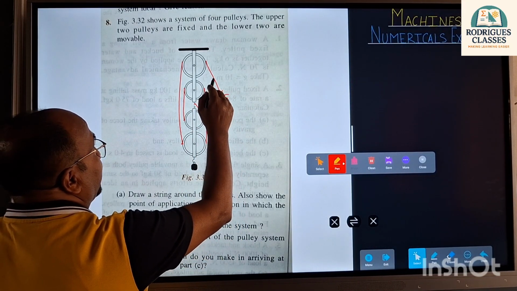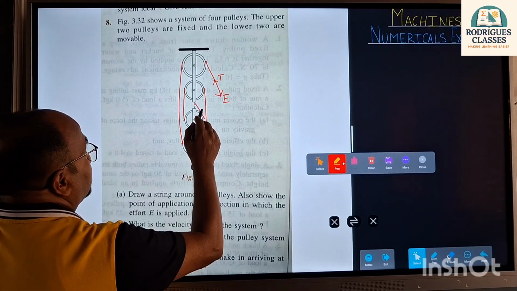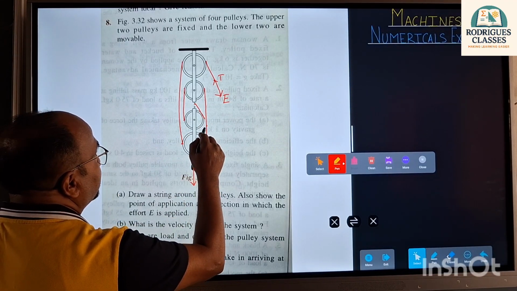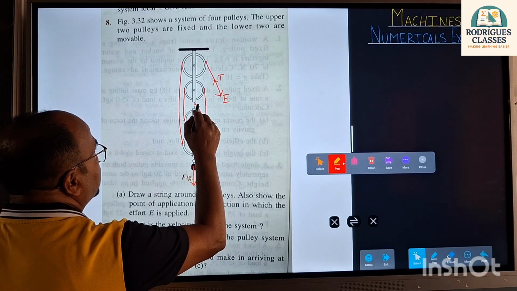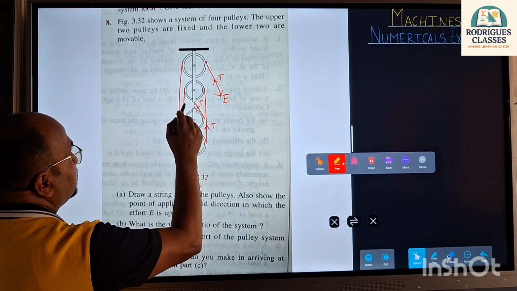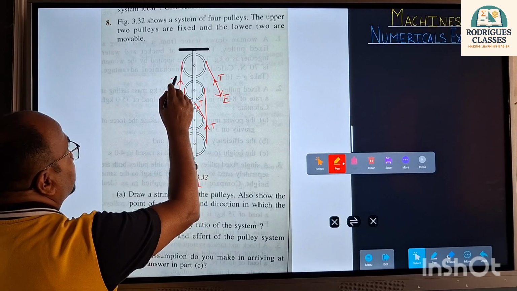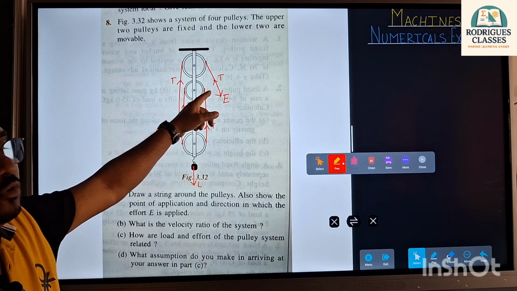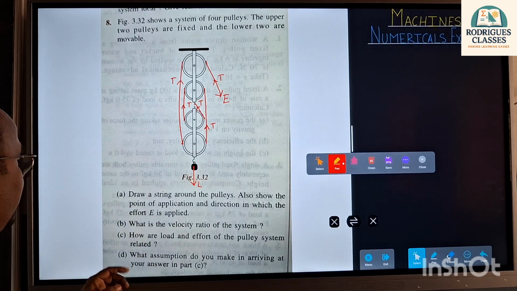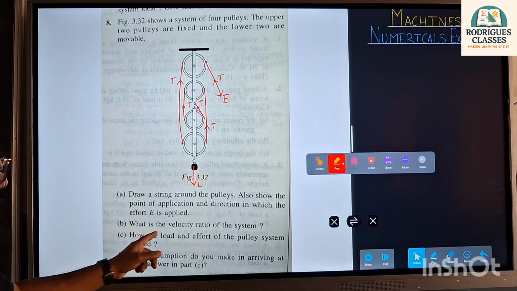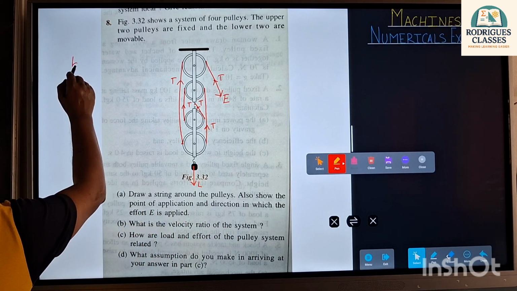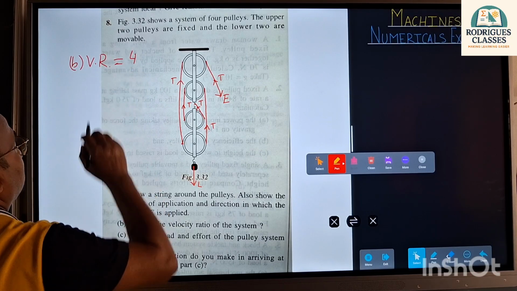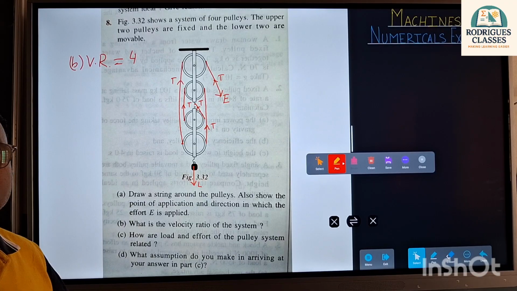This effort will be balanced with the tension. Load direction will be like this, and then here a tension will come. In this part of the string also tension, here also and here also. So you can see that there are 4 tensions balancing the load and a single tension balancing the effort. So this part we have done. What is the velocity ratio? There are 4 of them. So 4 pulleys are there. So velocity ratio becomes 4.